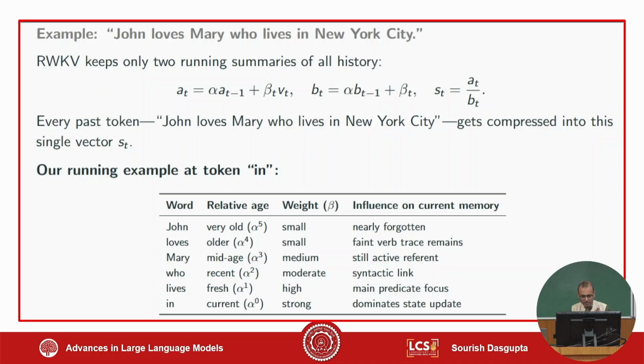So in this example, John and loves are fading by the time you get to "in". Mary may still be active because the weight beta for Mary is medium. Who may be moderate, so it's basically a syntactic link, a causal glue. Lives is high, so it's very fresh, and "in" will definitely be strong because that's the current token. So this is just an example of how things move in Rakov.